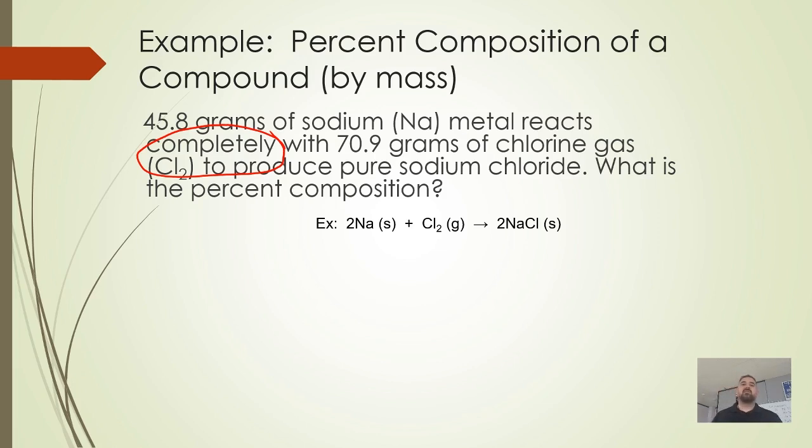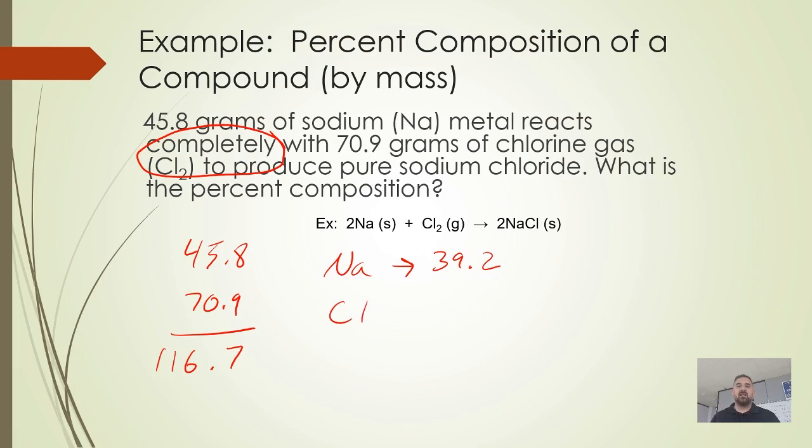All right, so first thing we're going to do is calculate the total mass. So we're going to do 45.8 plus 70.9. What is the total mass? 116.7. All right, so what is our percentage of sodium? 39 point what? 39.2. And then Cl is going to be what? 60.8. If we add these together, we are going to get 100%, which is what we want. Are y'all ready for the next one?